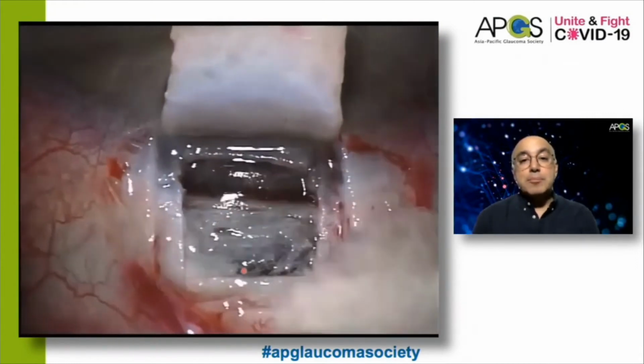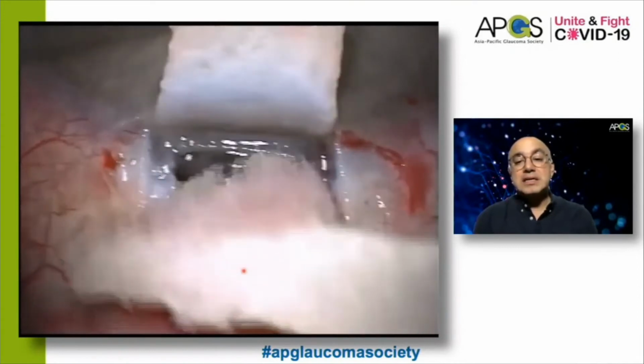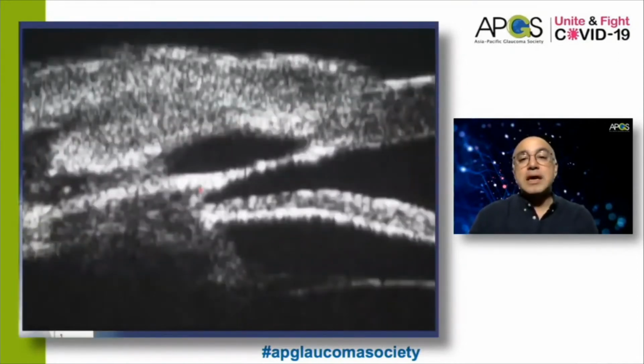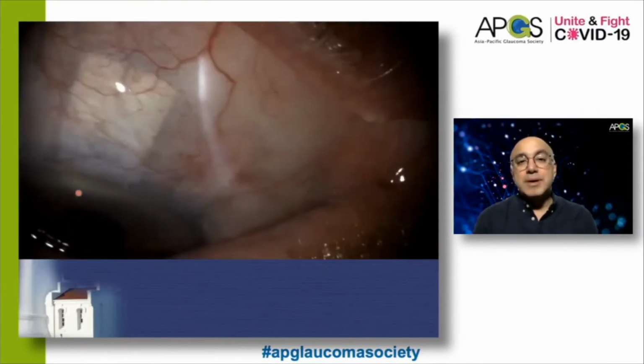We can probably get better blebs if we do deep sclerectomies. You can see here a dissection for a deep sclerectomy, and you understand that part of the bleb is actually intrascleral. So those blebs are usually less prominent than a bleb after trabeculectomy.